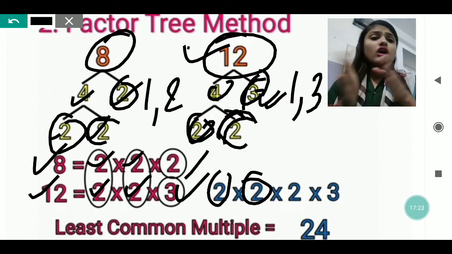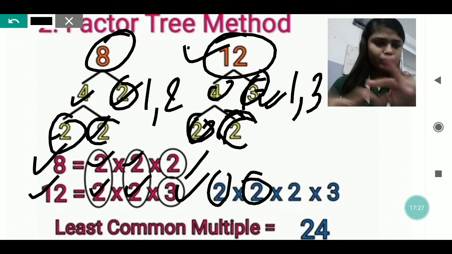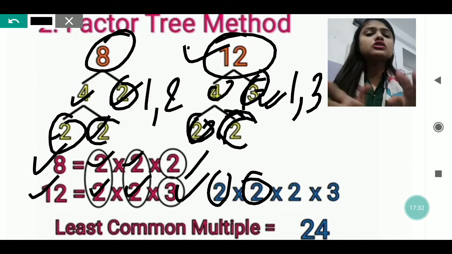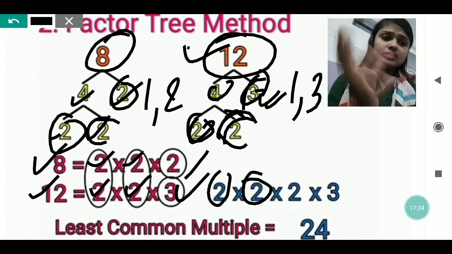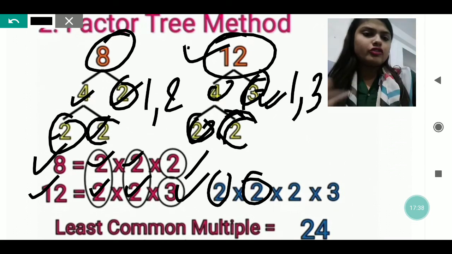2 of the numbers we have got common. So from that common pair, one number I have written. After that, the uncommon number which we are getting, that also we have to write. Now after that you have to multiply.